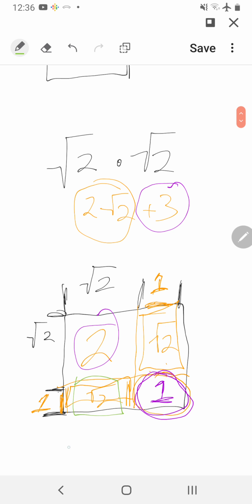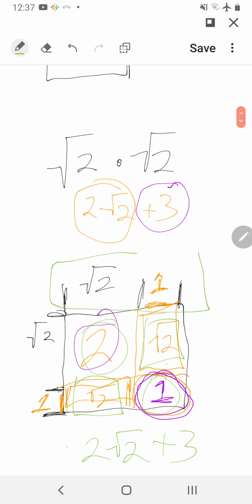We have a root 2 and a root 2, that's 2 root 2's. And we have a 2 and a 1, that makes a 3. We have 2 root 2 plus 3. So the edge must be root 2 plus 1. And the other edge, of course, is the same since it is a square.